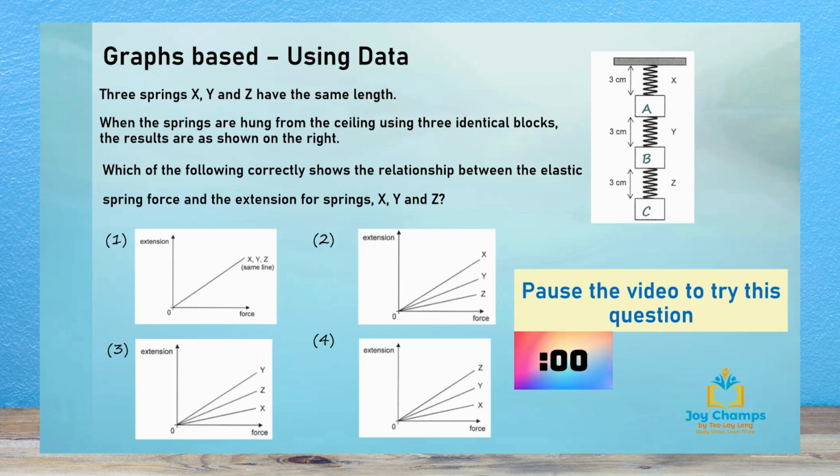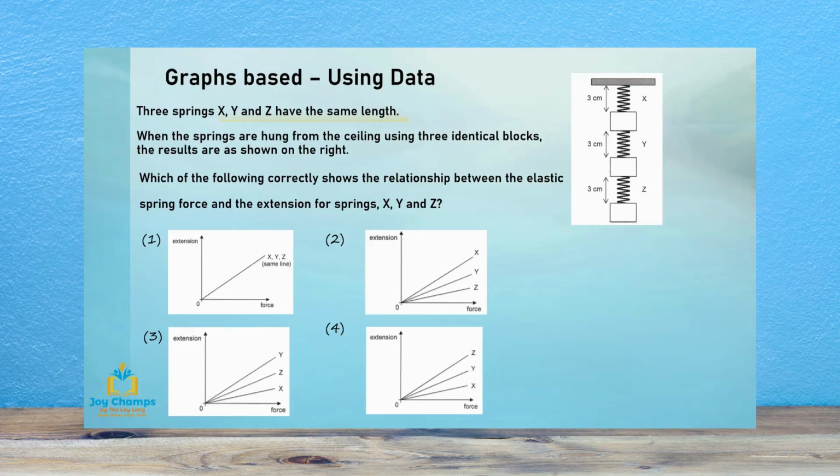Otherwise, let me share with you how to handle this question. Now, first and foremost, we have to scan the question for the most important information. And in this case here, we picked out the fact that X, Y, and Z have the same length. And that all three springs are actually hung from the ceiling and they are using identical blocks. And finally, what are you supposed to pick out from the four graphs presented to you? It is the one that correctly shows the relationship, all right, which is between the elastic spring force and the extension of the spring. Now, having said that, what is a quick tip that we should learn today?